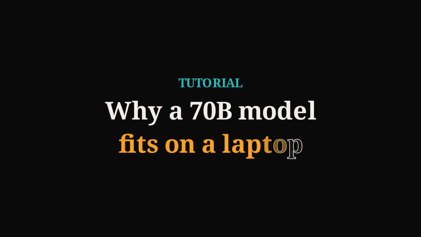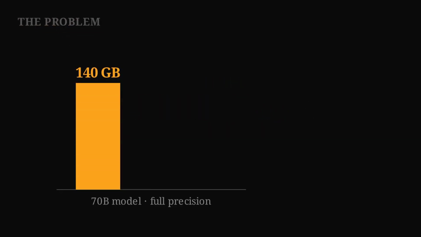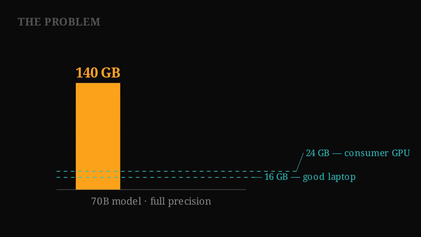Today's tutorial is why a 70 billion parameter model fits on a laptop. A 70 billion parameter model at full precision is about 140 gigabytes. A good laptop has 16 gigabytes of memory, and a strong consumer graphics card has 24. People run that same model on hardware with only a fraction of that memory. Not a smaller model, and not a trimmed one, the same 70 billion weights, written down in less space.